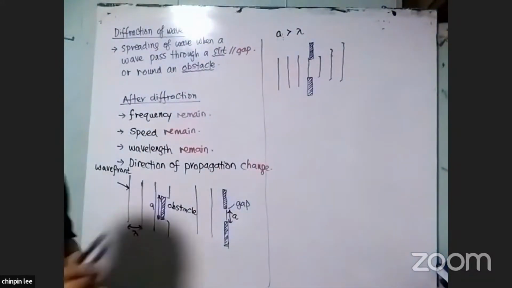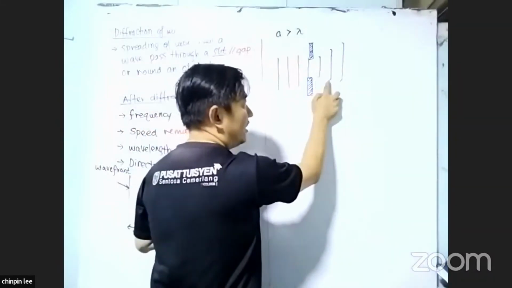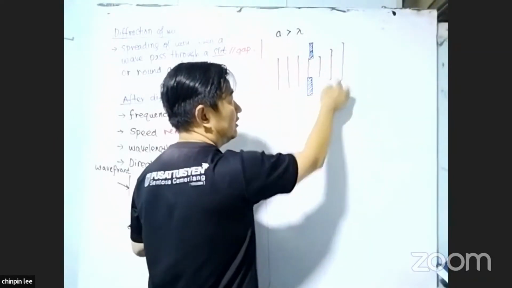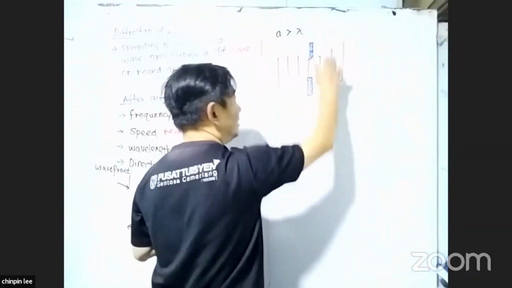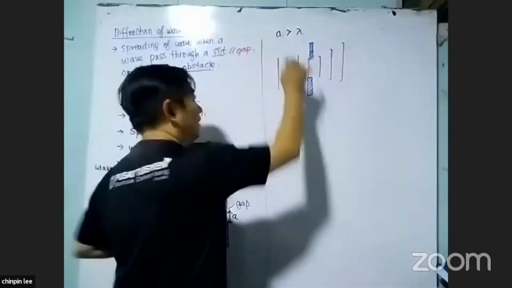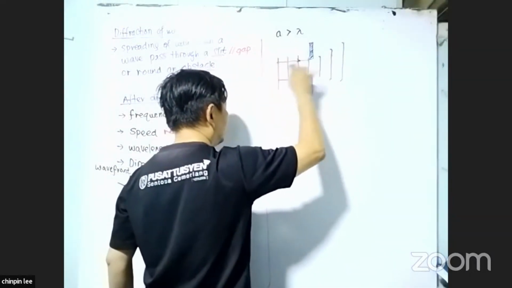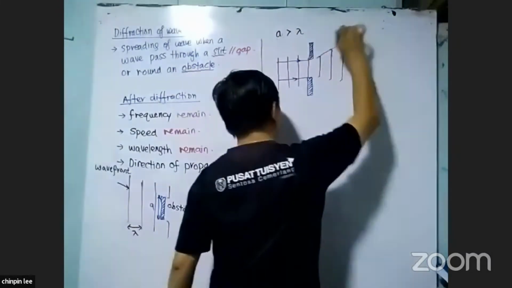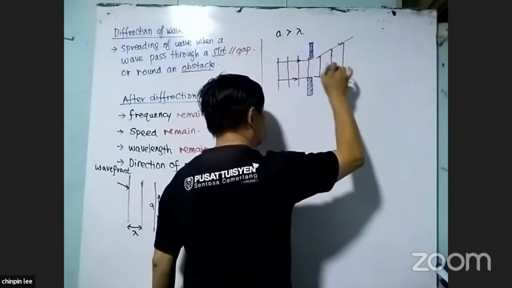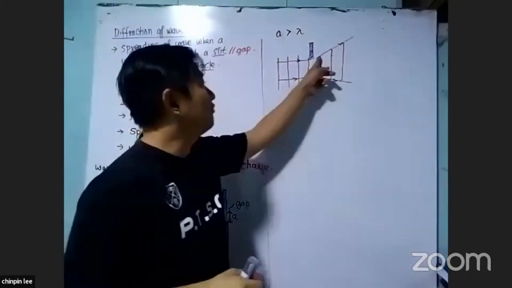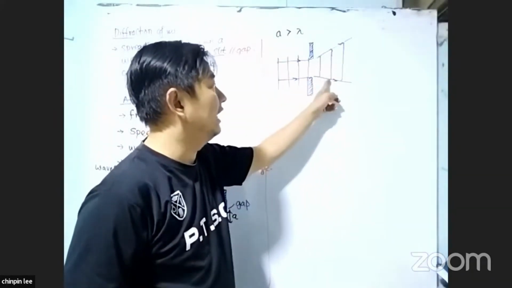Right? It bent a little bit at the edge here. At the edge here, it bent a little. So when the wave passes through, the wave comes to here. The wave will spread. Right? It only diffracts a little bit at the edge here.